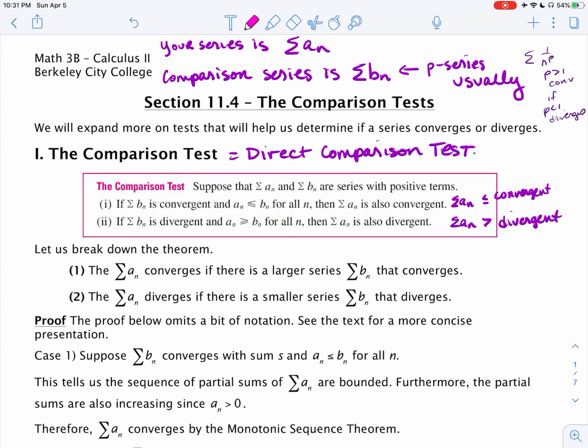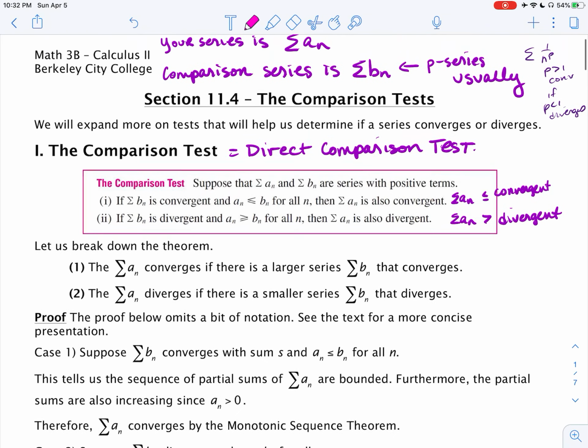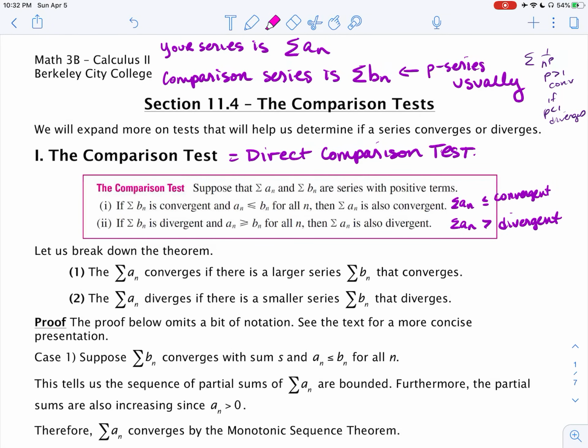I'm going to start with an already complete list of notes to potentially go a little faster. The first test that we have is the comparison test, also known as the direct comparison test if you want to search elsewhere. We've got a little bit of criteria in order to use it. You're always going to be comparing your series to another series, and that other series you want to be able to easily tell the convergence or divergence of.